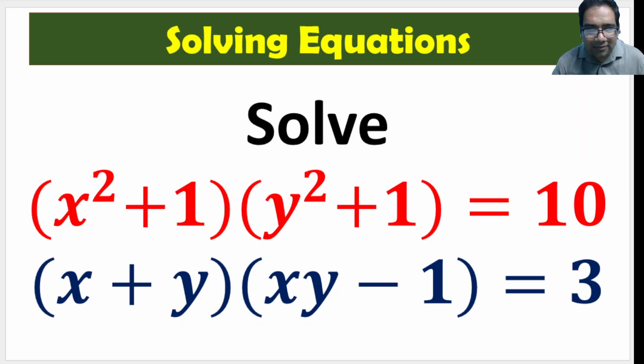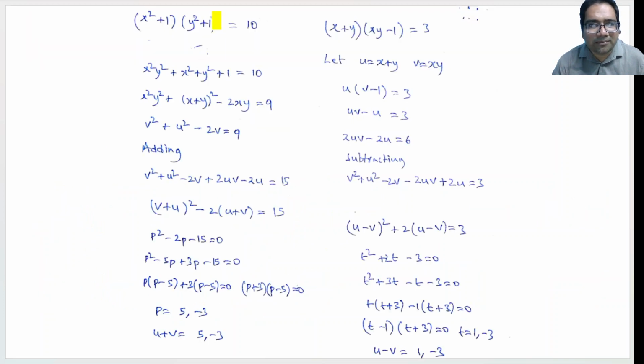Now here we have xy, we have x + y, and we have x² and y². Let's try to convert all of them in terms of x + y and xy, and then try to solve this. That becomes a little easy. Let's see how we can convert x² + 1 and y² + 1 in terms of x + y and xy.